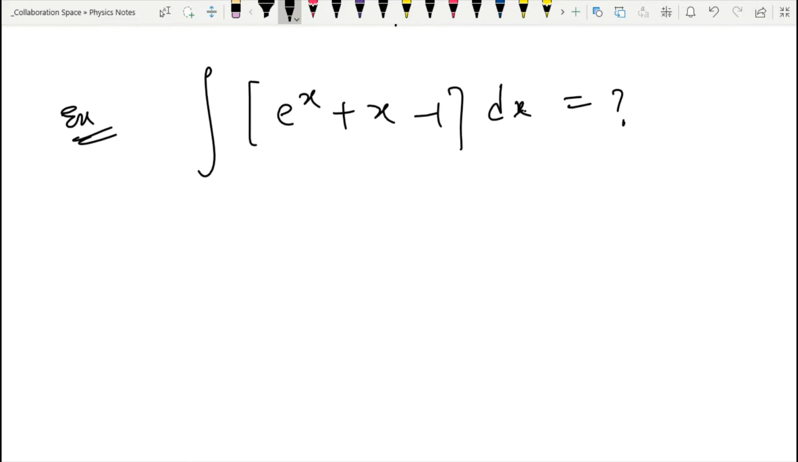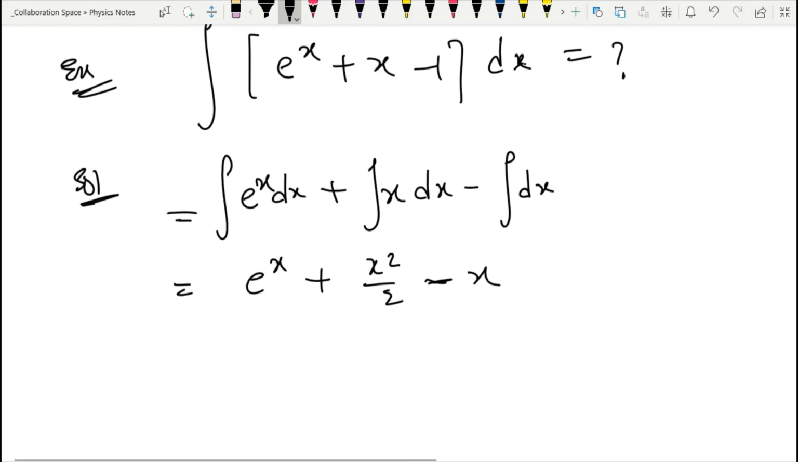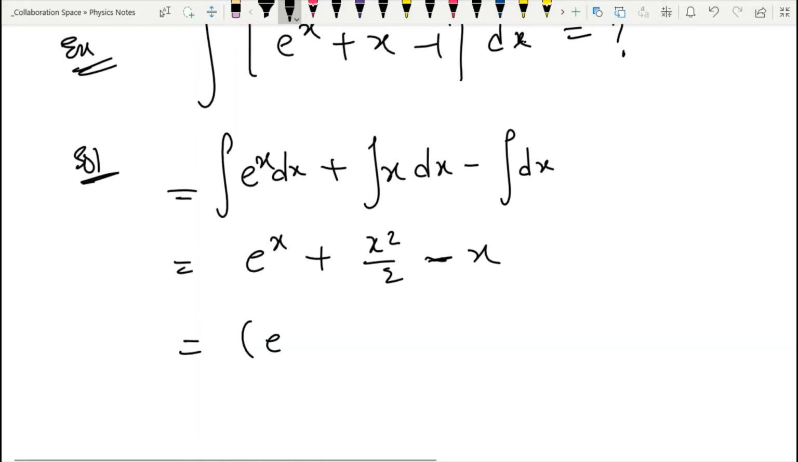Okay, let us see. You have to send this integration inside. So what you are getting, integration of e power x is e power x only. Integration of x dx, x square by 2. Integration of dx, it's simply x. So what is the answer? E power x plus x square by 2 minus x. Okay. So very simple process.